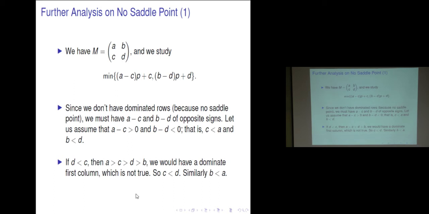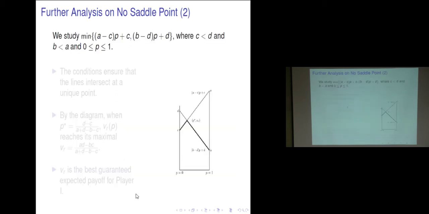Well, I guess you had enough of these inequalities. So similarly, B is less than A. So we have this situation: D is above C, and A is above B. So one line has to go this way, the other has to go that way. So they have to cross. So the setting is, again, we study these two lines, and the condition we have is C less than D and B less than A. In this case, this ensures that the two lines will cross.